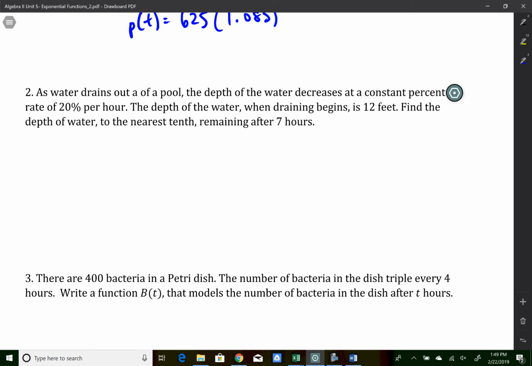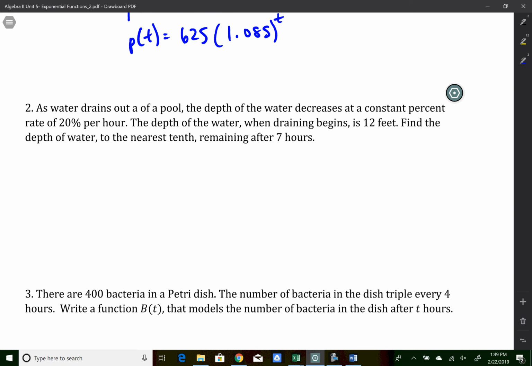Number 2 says, as water drains out of a pool, the depth of the water decreases at a constant percent rate of 20% per hour. So this is going to be a decay function. It says the depth of the water when draining begins at 12 feet. That's the initial value. Find the depth of the water to the nearest tenth after 7 hours.